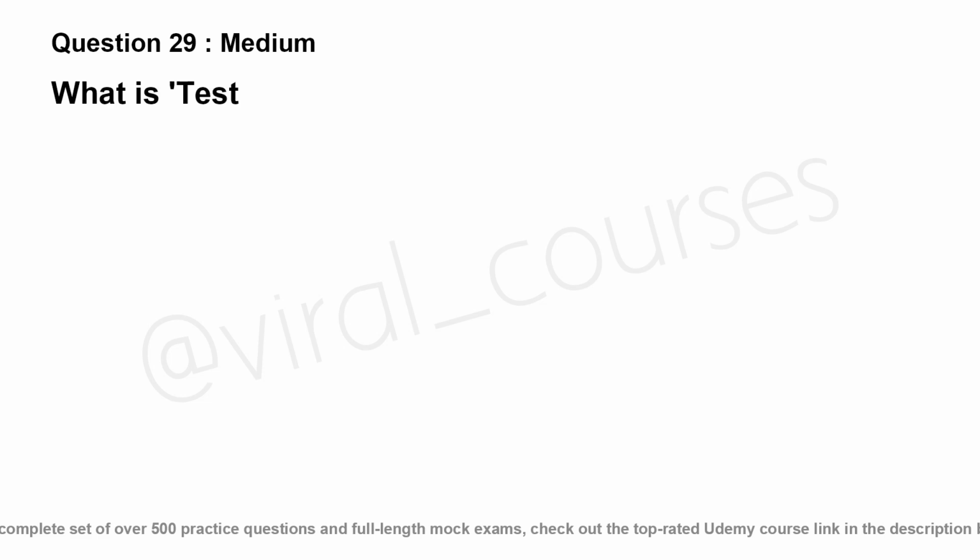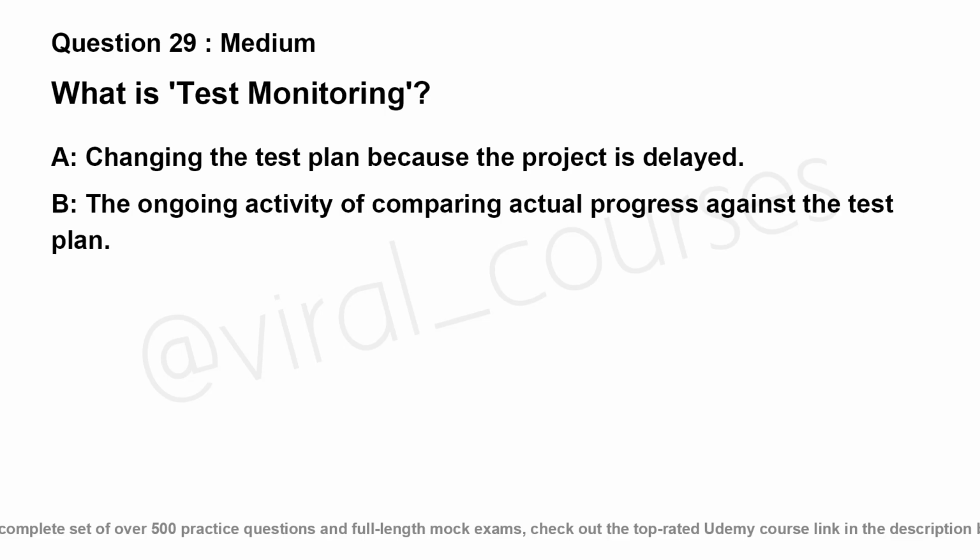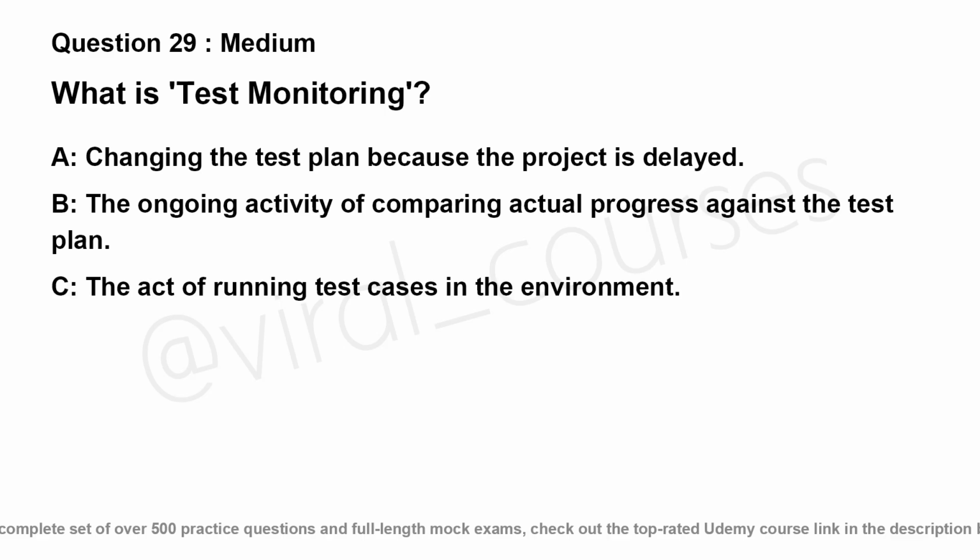What is test monitoring? Option A. Changing the test plan because the project is delayed. Option B. The ongoing activity of comparing actual progress against the test plan. Option C. The act of running test cases in the environment. Option D. Writing the final test summary report.